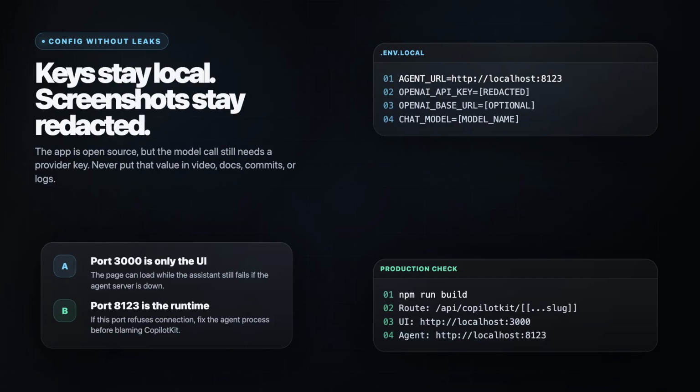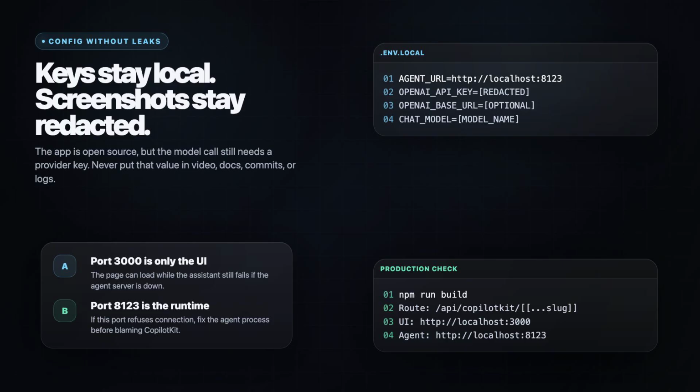The scaffold .env file points the UI at the local agent runtime on port 8123. It also expects an API key for the model provider. Do not paste keys into a video, a README, a commit, or a screenshot. Put the key in .env locally, keep that file out of Git, and never show the value on screen.